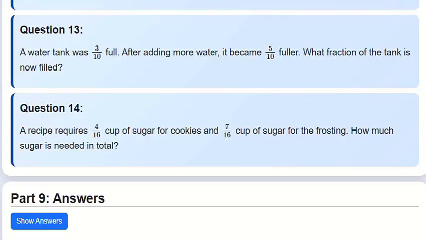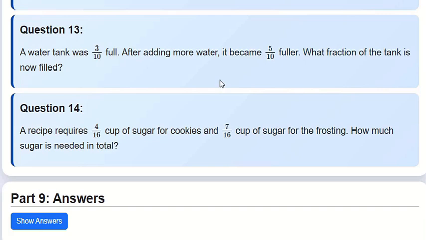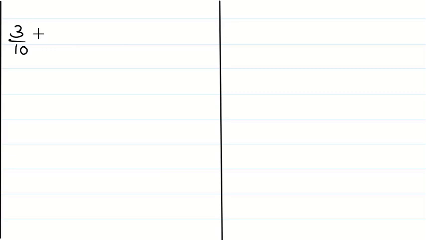Let us try another question, which is question 13. We are told a water tank was 3 out of 10 full. Then after adding more water, it became 5 out of 10 fuller. Then what fraction of the tank is now filled? Initially the tank had 3 out of 10 water, then 5 out of 10 was also added.